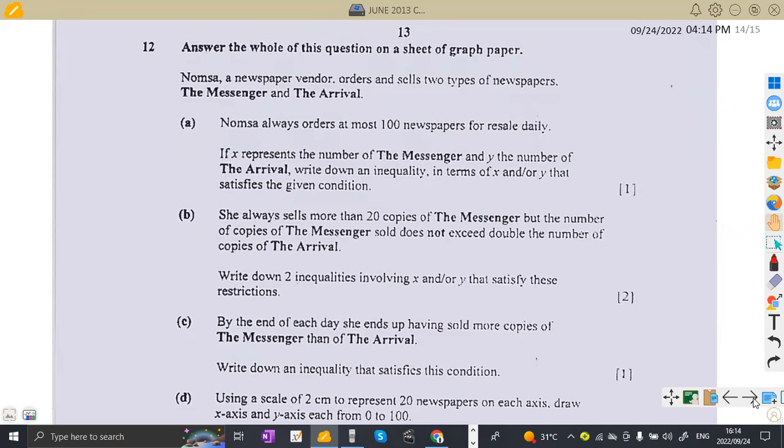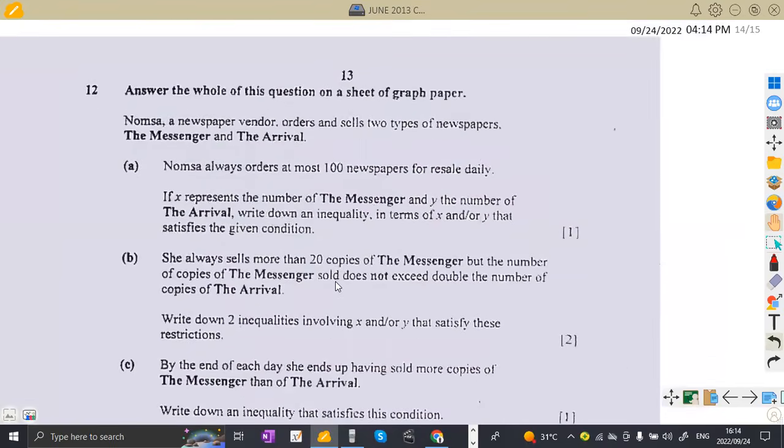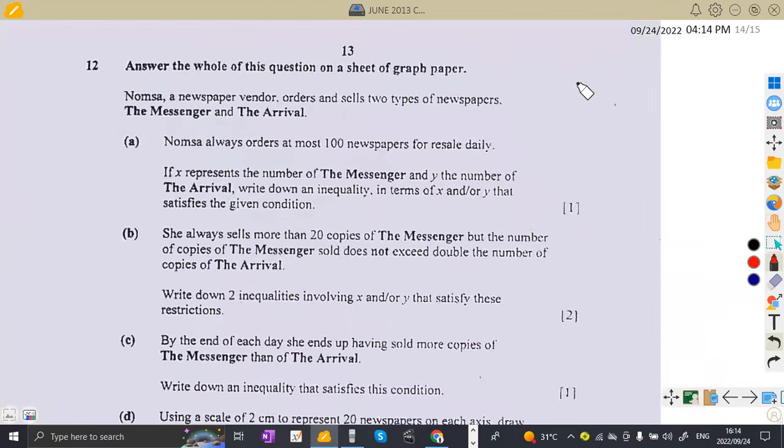Okay, if x is the number of the Messenger and y the number of the Arrival. So this is where you're going to start. Sorry for that, guys. Okay, so we're going to start by that. x, that is the Messenger, okay? So we are talking about the Messenger here. Then our y, we are talking about the Arrival. All right, so this is what you're given.